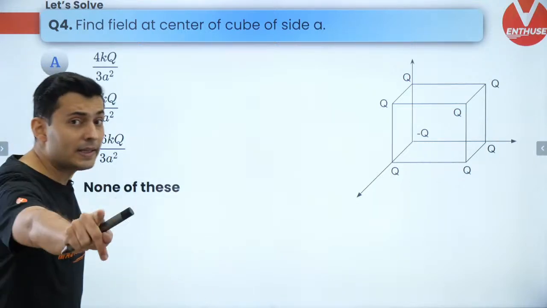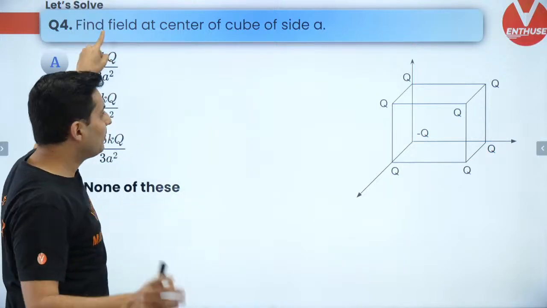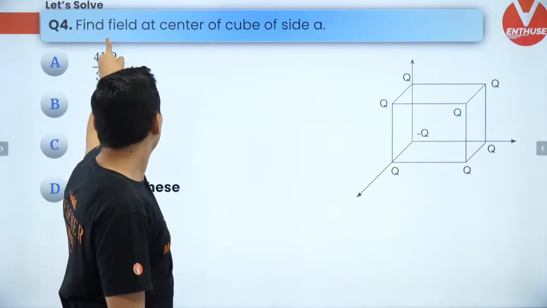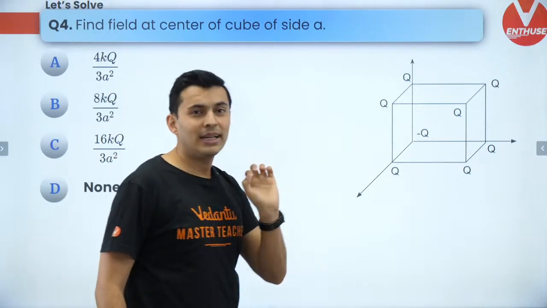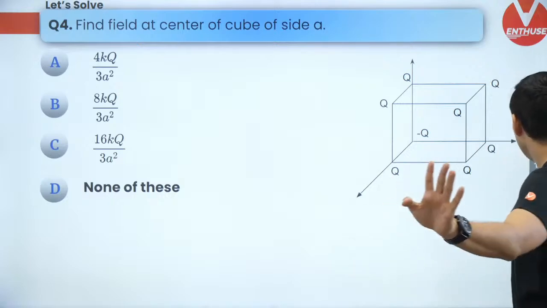Yes, this is today's morning paper. That's what we are discussing based on memory. Now this was a slightly difficult one, but not so difficult, also if you use visualization. Find the field at the center of the cube. That was the question. What was the field at the center of the cube? Now I'll tell you, based on symmetry.